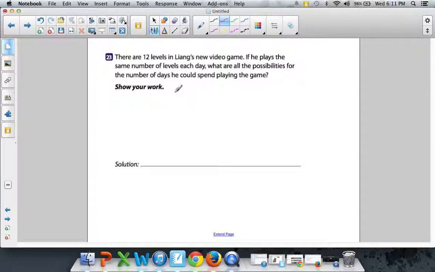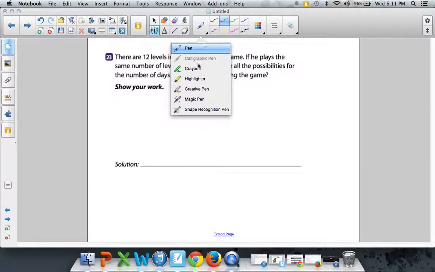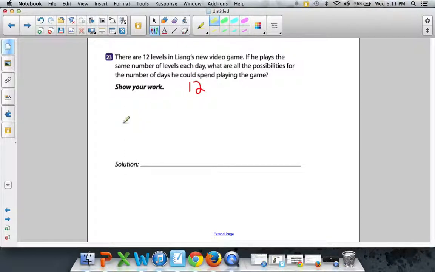So think about it. We've got 12, and we've got to play the same number of games each day. So let's draw a little picture. I'm going to use the highlighter button because I think it draws big. So he could play once a day, 1, for how many days? For 12 days. So that's one way to do it. 1, 2, 3, 4, 5, 6, 7, 8, 9, 10, 11, 12. But that will take a while, won't it?